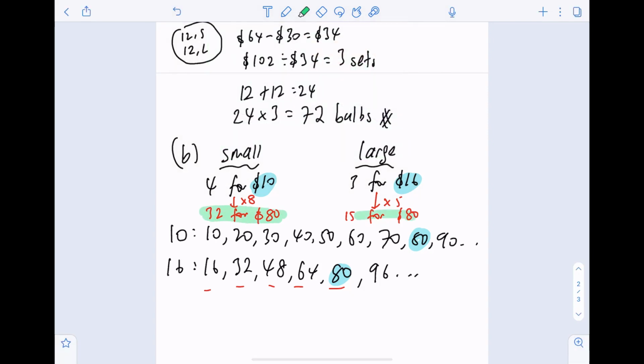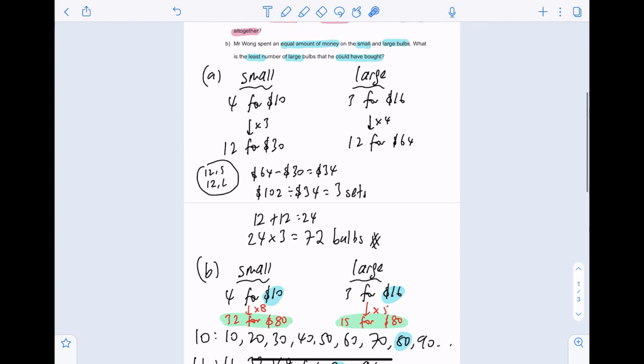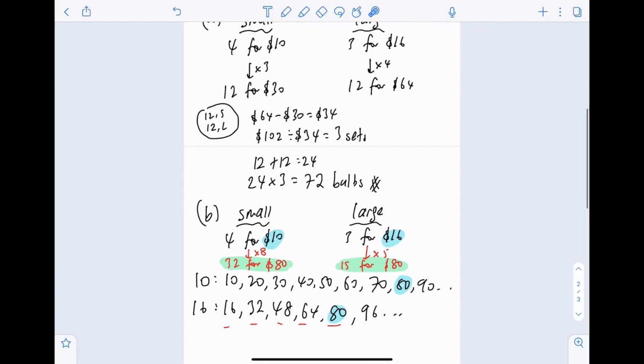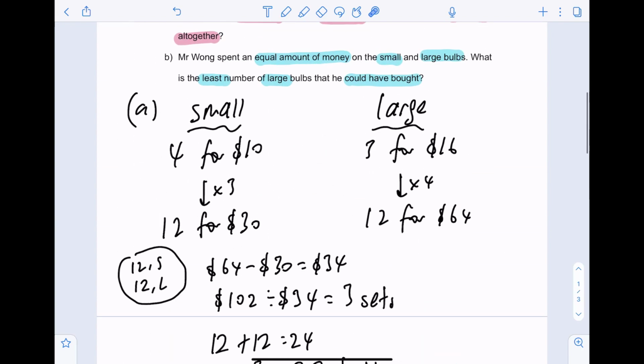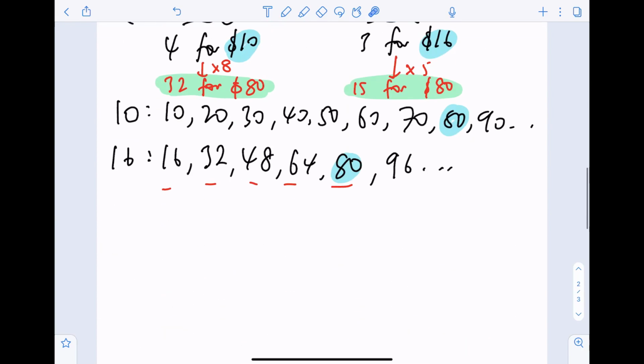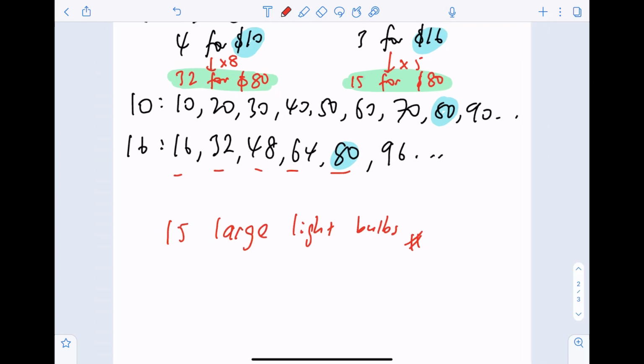Okay, so now you have come up to the lowest common multiple. Why must it be the lowest? Because I want to know the least number of large bulbs you could have bought. Okay, so the lowest common multiple is $80. This is equal amount for the small and large light bulbs. How many large bulbs did this person buy? Mr. Wong bought 15 large light bulbs. Final answer for this question, 15 large light bulbs.